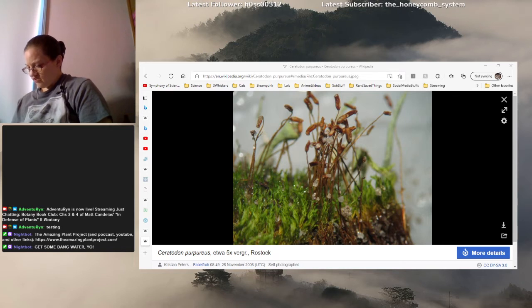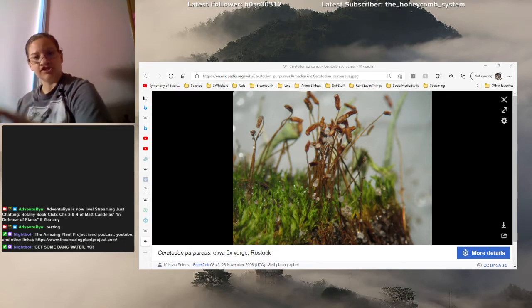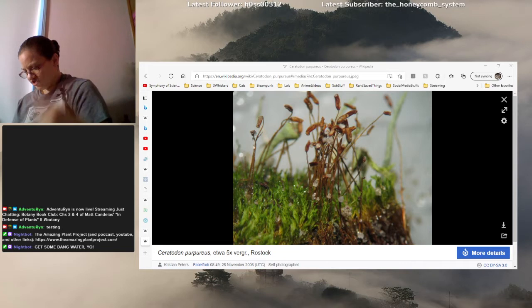And yeah, it's unlikely that that's a unique situation as far as evolution is concerned. But yeah.